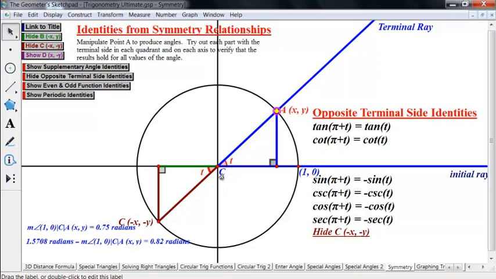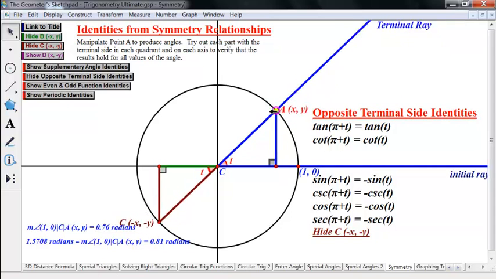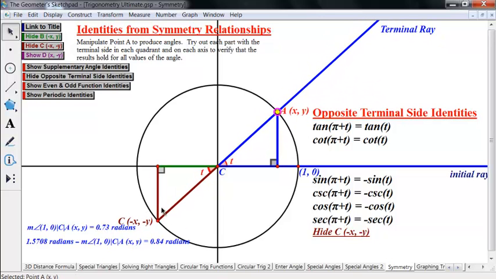So notice up here, sine, cosine, secant, and cosecant are all positive in the first quadrant, but in the fourth quadrant, they're all negative. But they have the same absolute value. So the absolute value of y and the absolute value of x are the same, and r is still just 1 here. So these have the same size, but opposite signs. So sine of pi plus t is the opposite of whatever sine of t is. Cosecant of pi plus t is also the opposite of cosecant of t. Cosine of pi plus t is the opposite of cosine of t. And secant of pi plus t is the opposite of secant of t.